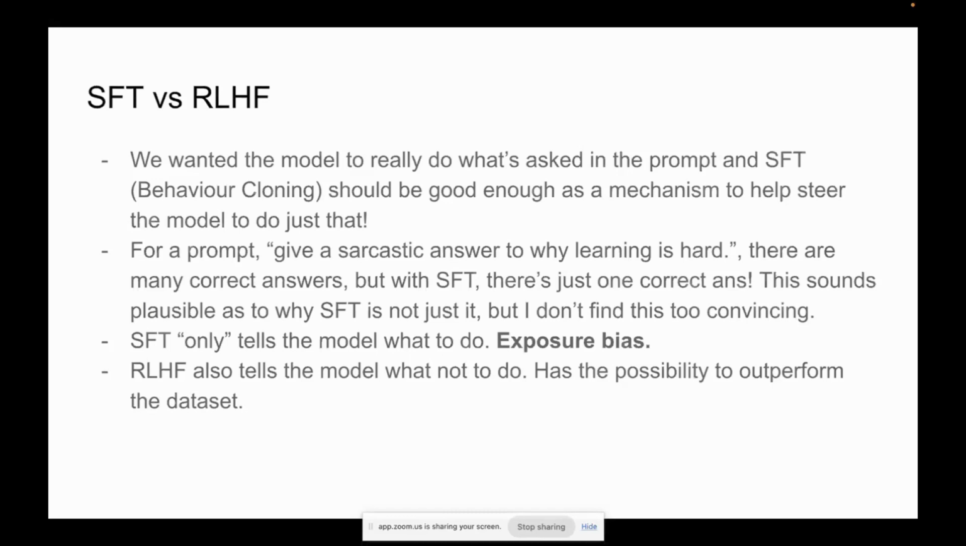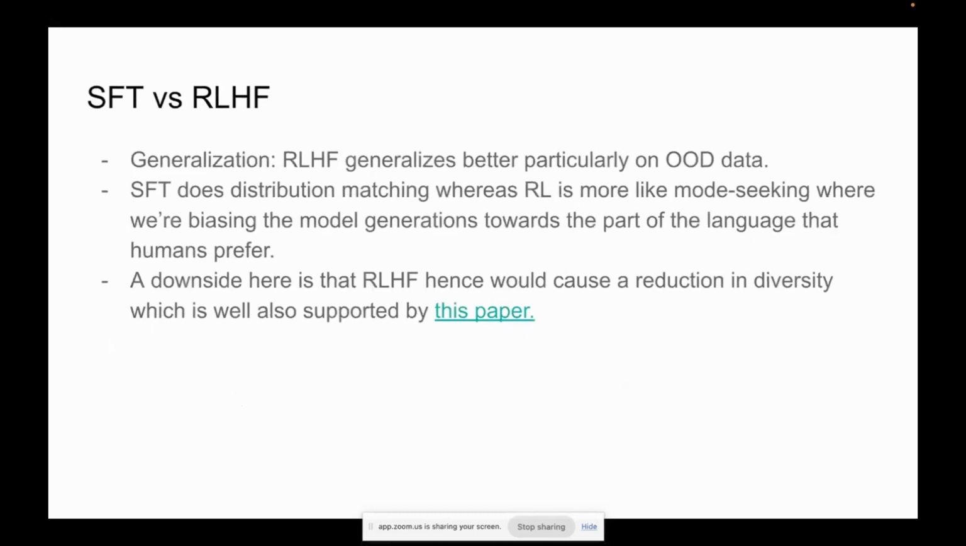So, that is also one, I think, very cool point over here. An outcome of that is also that RLHF hence has the ability to outperform the data set that we have at hand. Whereas that's not really, I think, possible during SFT, the outcome of which is the generalization aspect of these two steps of the pipeline.